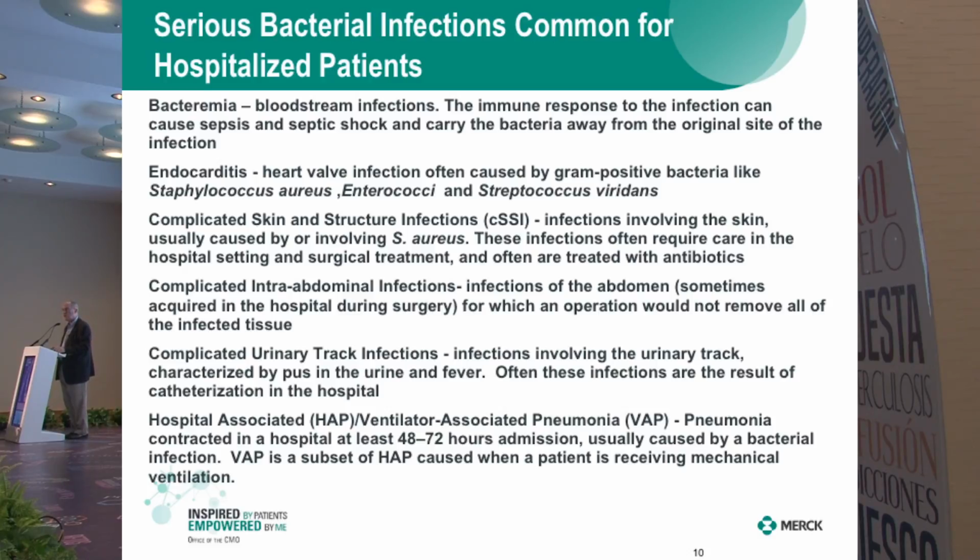Okay, so I'm not going to go through all of this in great detail. These are the sorts of infections that are particularly bad in hospitalized patients. I'll just read the general points and we can talk more about this in the Q&A later. Bacteremia, endocarditis, complicated skin and structure infections, complicated intra-abdominal infections, complicated urinary tract infections, and hospital-associated and ventilator-associated pneumonia. These are often diseases that end up killing the patient. It's very problematic in terms of being able to treat and otherwise debilitate patients already in the hospital, and then they get one of these infections.